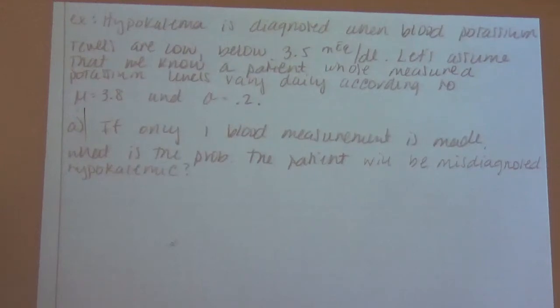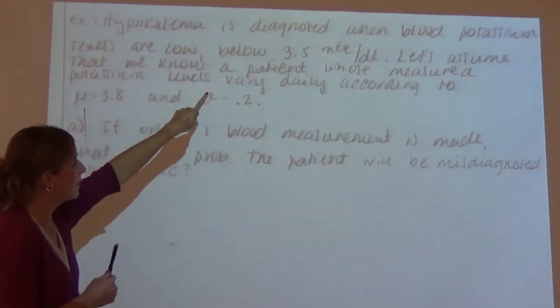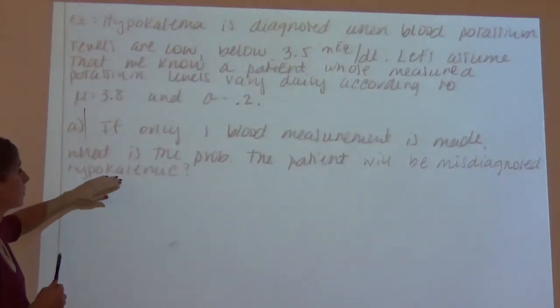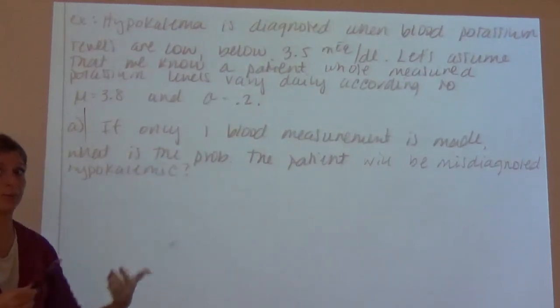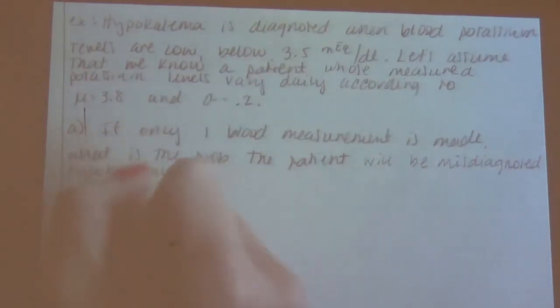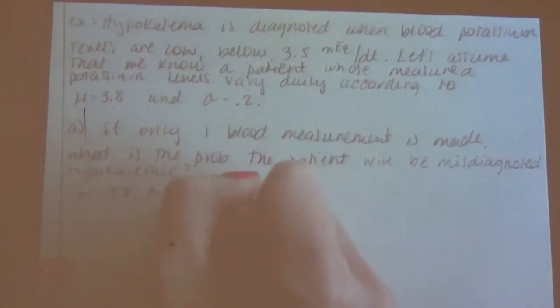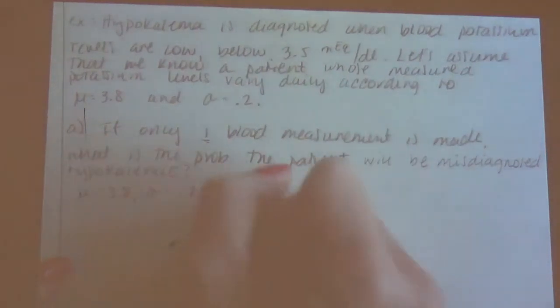First part: if only one blood measurement is made, what is the probability the patient will be misdiagnosed as hypokalemic? Basically, we know if the level is below 3.5, then they would be diagnosed as hypokalemic. We only have one blood measurement, and that would be our n size here. In general the mean is 3.8, and the standard deviation of levels in this blood is 0.2. Our n size here, because we're only taking one measurement, is 1.